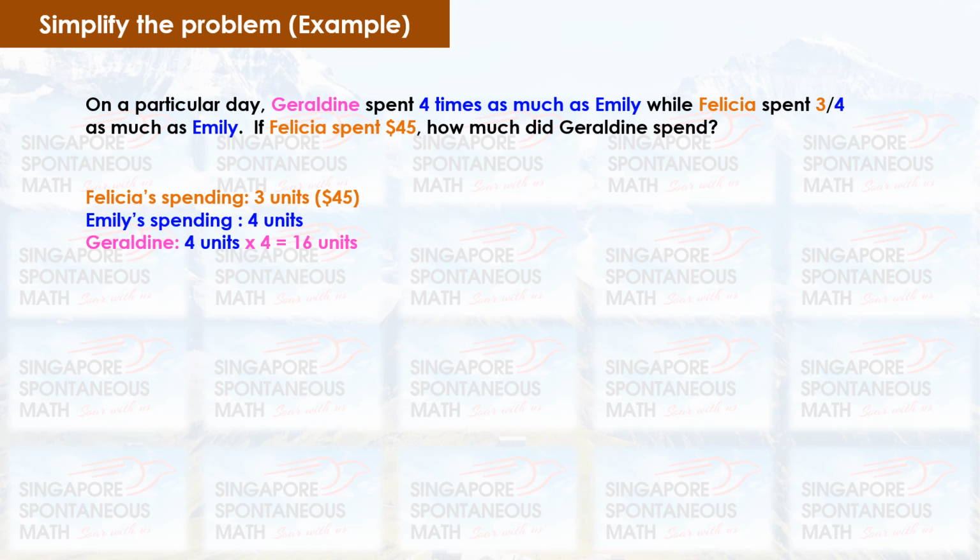Let's use 3 units to represent Felicia's spending. Emily's spending would be 4 units. Geraldine's spending would be 4 units times 4, which is 16 units.